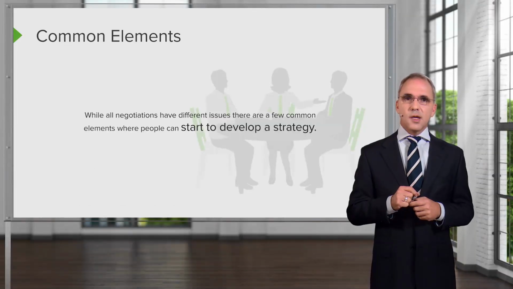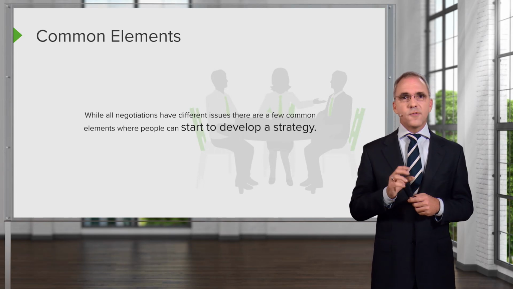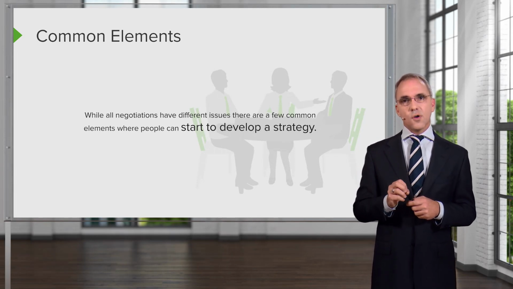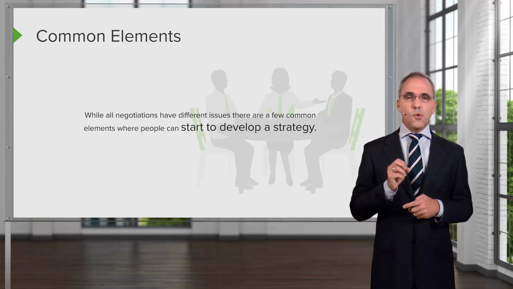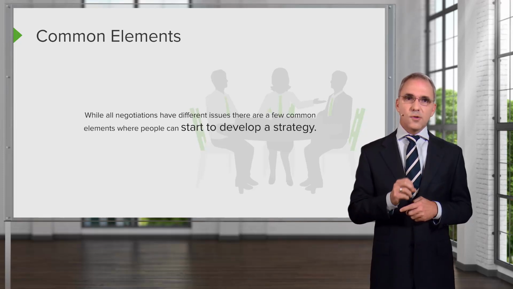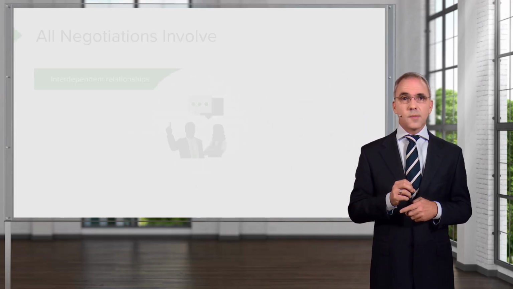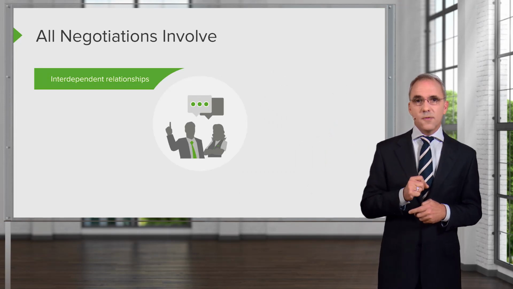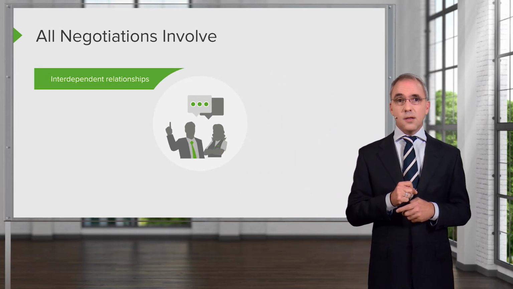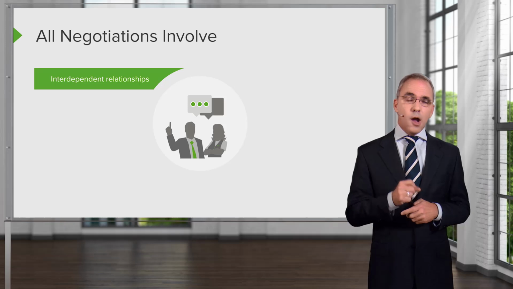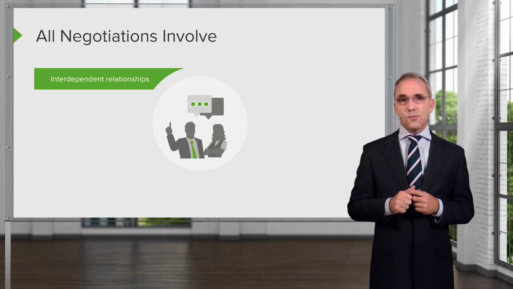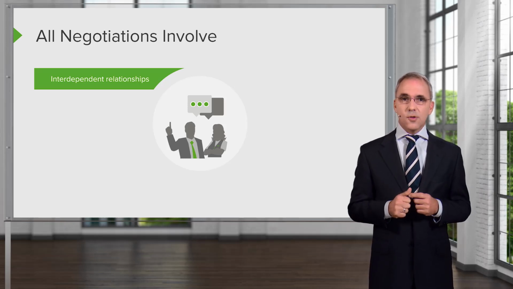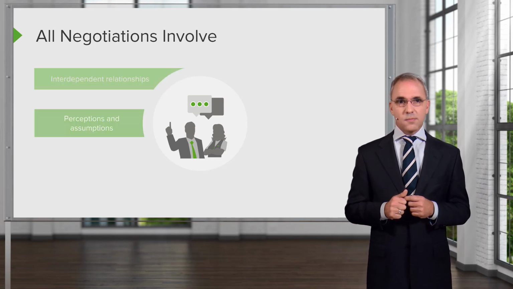While all negotiations have different issues, there are a few common elements where people can start to develop a strategy. Maria and Barbara need to find a way to negotiate once a year. Now, if we look at a couple of the issues that you can see now on the screen, number 1, Barbara and Maria have an interdependent relationship. They need each other to maximize profit.